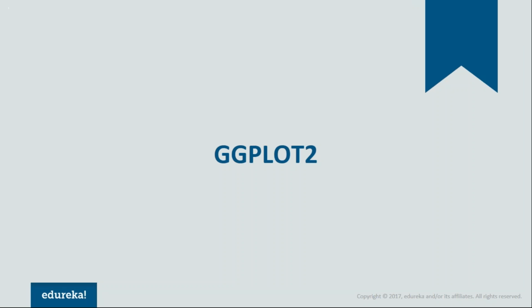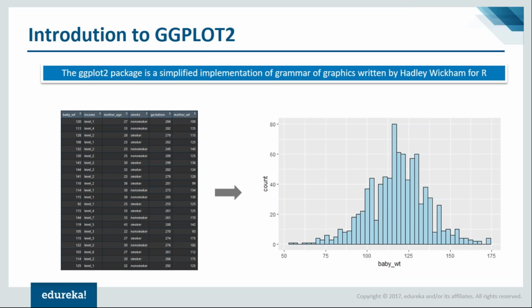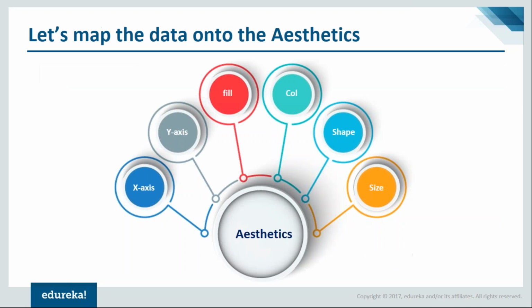So let's start with the ggplot2 package. The ggplot2 package is a simplified implementation of grammar of graphics, which you've just understood. This ggplot2 package has been written by Hadley Wickham for R. So this is what we'll be doing in the practical. We'll select the data and we'll map the data columns onto the aesthetics. And these are the aesthetics which we have: x-axis, y-axis, fill, color, shape, and size.